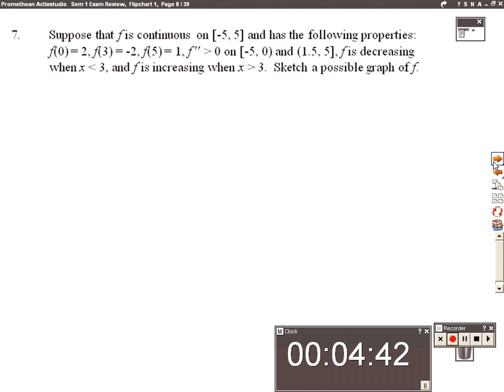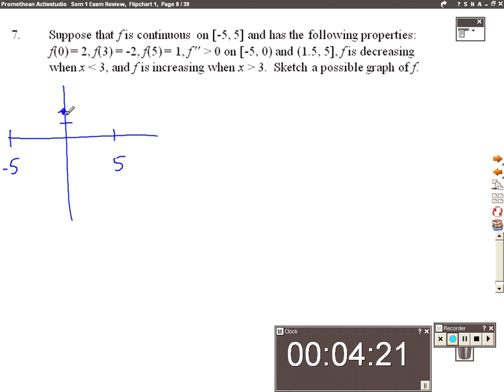Number 7, suppose that f is continuous on -5 to 5. So the first thing, when I look at this problem, I'm thinking I need to see a picture. And so the graph starts at -5, and the graph stops at 5. f of 0 is 2. So when x is 0, y is 2. I'm going to plot a point there.